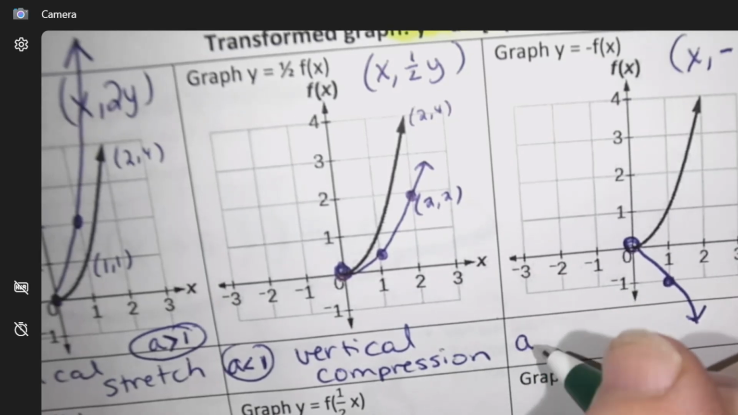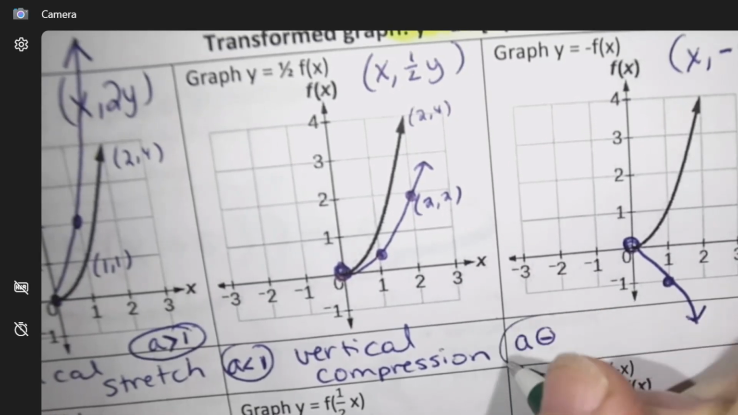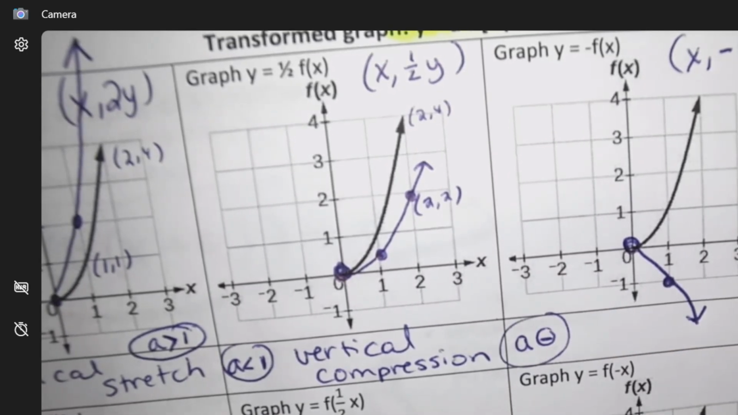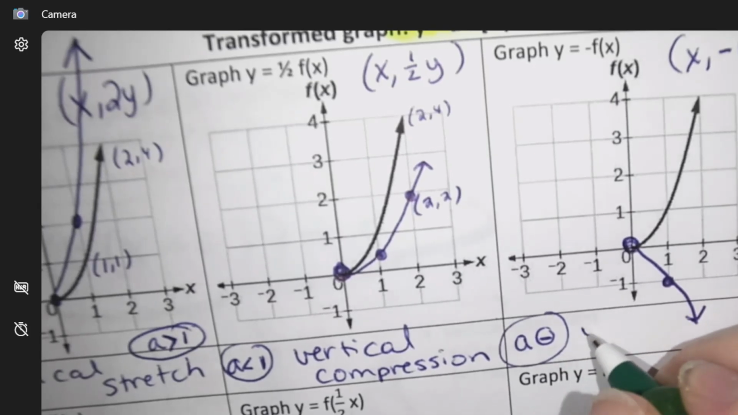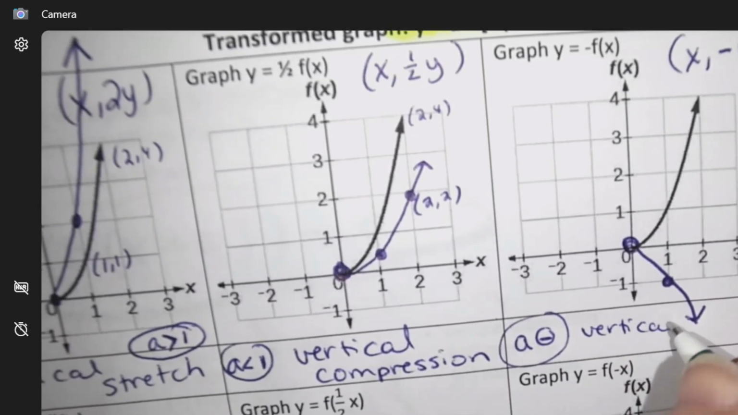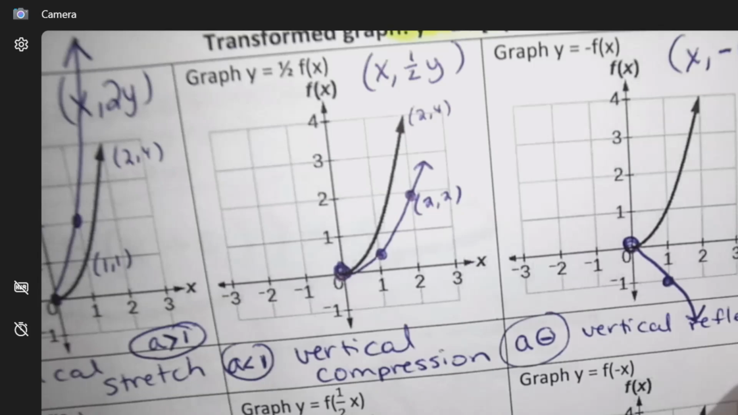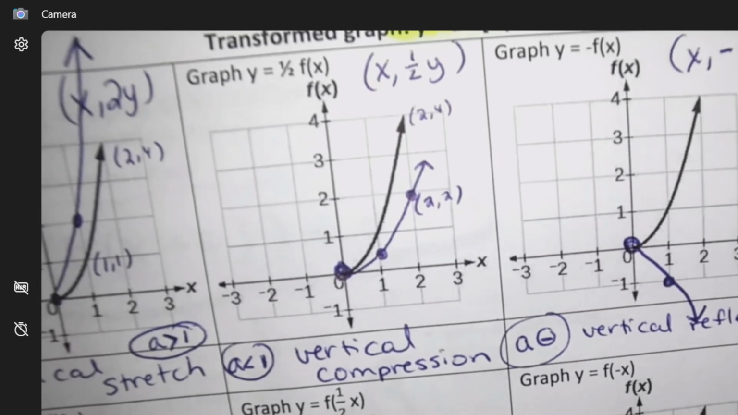So if A is negative, what's going to be happening in a word? You can call it a couple things. I'm going to go with a vertical reflection as one option.